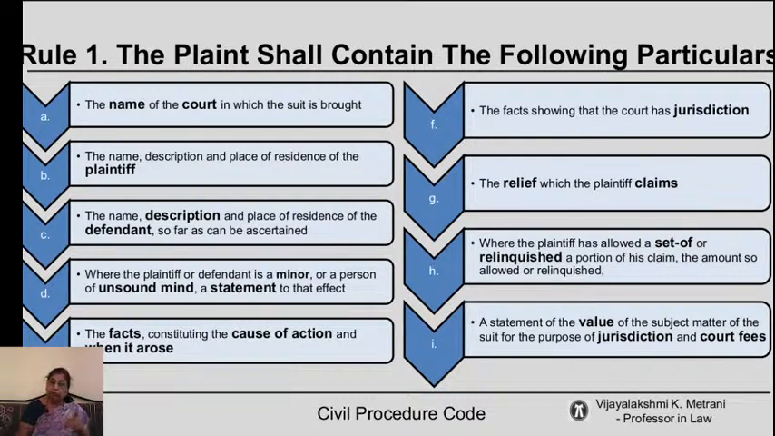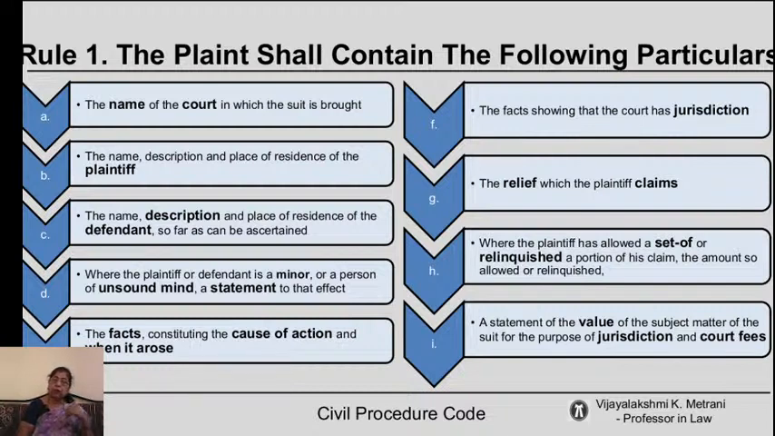Then the relief which the plaintiff claims, the last one is the relief. What is the thing which he wants from the court? You need to state that this is the thing which I want the court to help me in. So this is the relief which I want. So the plaintiff has to state the relief in clear words.